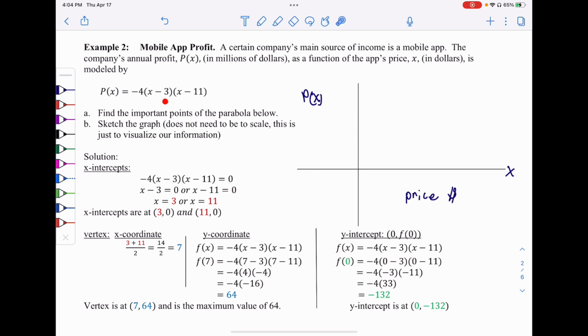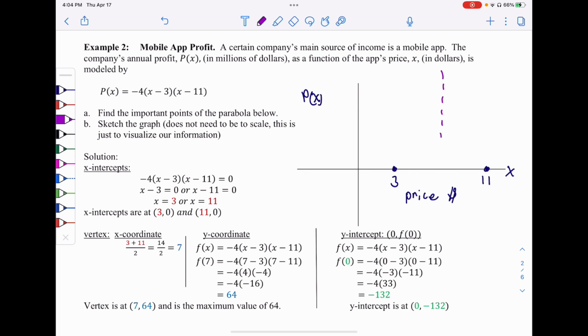So we're still going to find the x-intercepts. Set them both to 0, we get 3 and 11. So 3 and 11 are the x-intercepts. Let's say this is 3, this is 11, just to make a little chart. Then we find the midpoint. Add these two together, cut it in half. We get 7, and that's our midpoint.